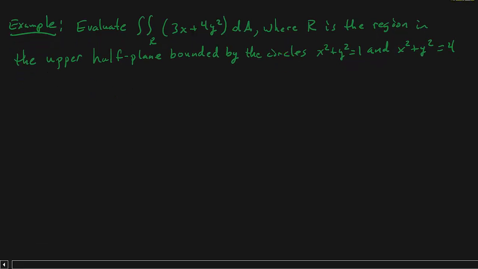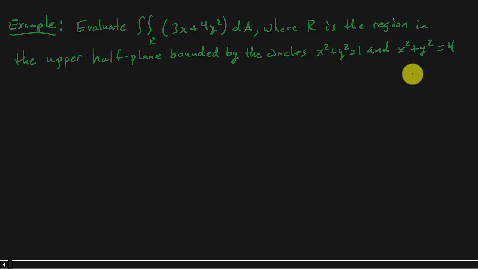All right, so let's look at an example. It says evaluate the double integral over R of 3x plus 4y squared dA, where R is the region in the upper half plane bounded by the circles x squared plus y squared equals 1 and x squared plus y squared equals 4.